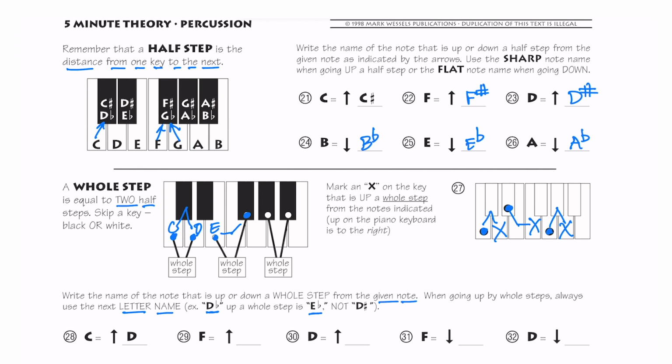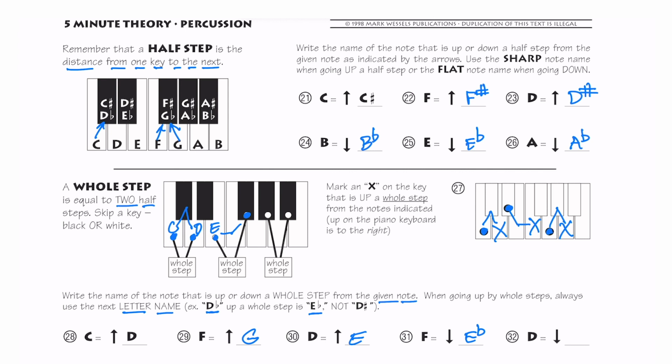So C up to D is a whole step. F. So on your imaginary keyboard in your head, if I go F and then I go up a half step is F sharp, and then I go up another half step is G, okay, and that's G natural. D in your head, D, E flat, E, or D sharp. And now 31, I'm going down. So F, down a half step is E, down another half step is E flat. Not D sharp because I'm using the next letter.